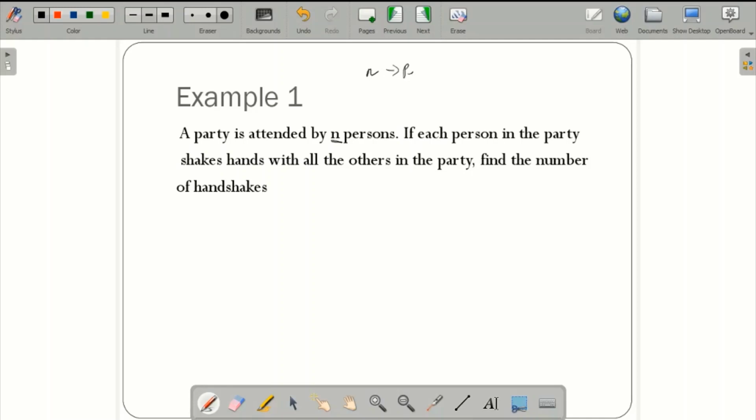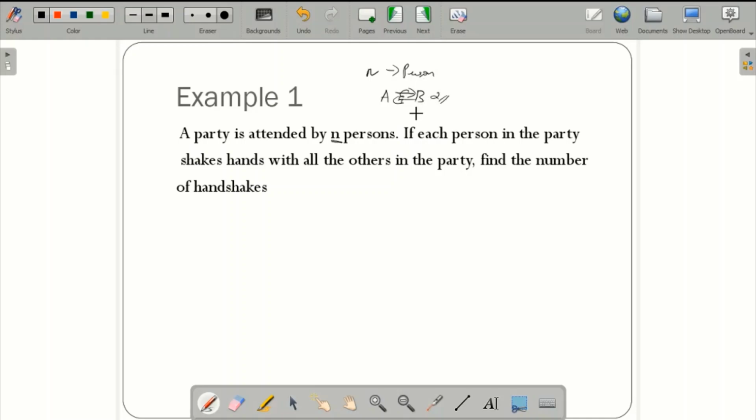So let us take A and B as two people. Over here, let us assume that there are two people, A and B. If each person in the party shakes hands with all the others in the party, now let us assume that A and B shake hands. So A shakes hands with B, similarly B will shake. So how many people are involved while shaking hands? There are two persons involved over here.